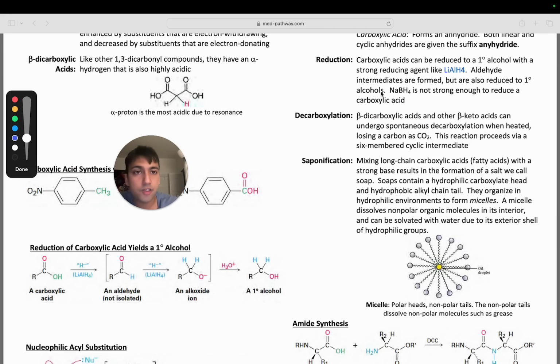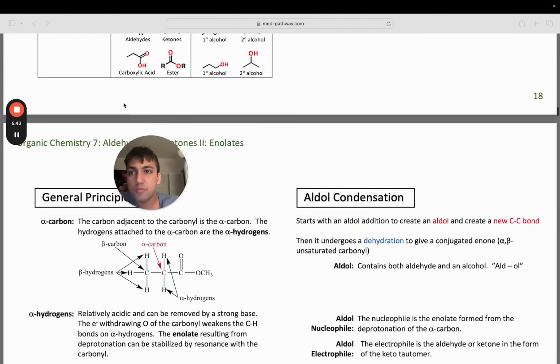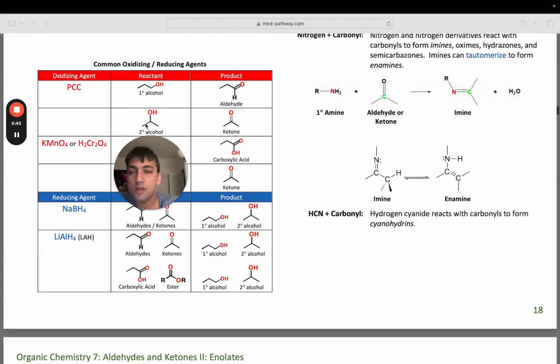Now let's talk about reduction. Carboxylic acids can be reduced into a primary alcohol with strong reducing agents like LiAlH4. NaBH4 is not strong enough to reduce a carboxylic acid. So you need to know that LiAlH4 is stronger than NaBH4, and we've talked about this on the previous page too. I will say that oxidizing agents and reducing agents are very high yield for the purposes of the MCAT, and they'll probably have at least one question on this table.